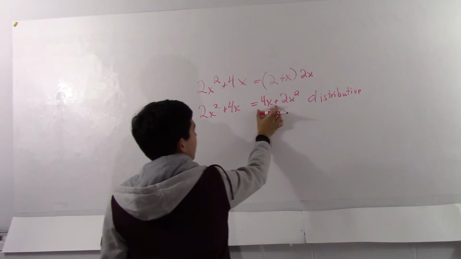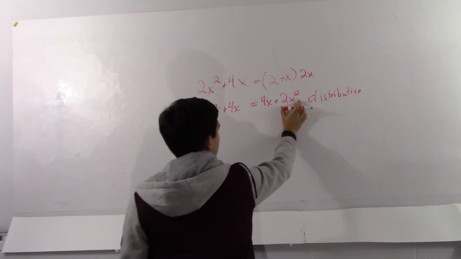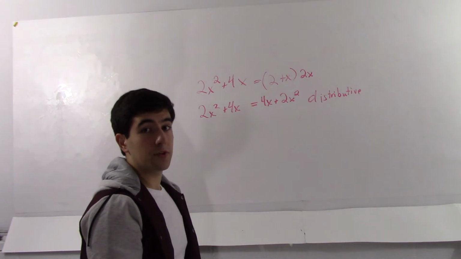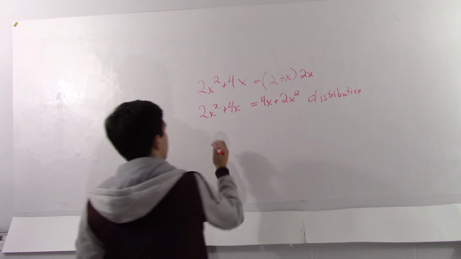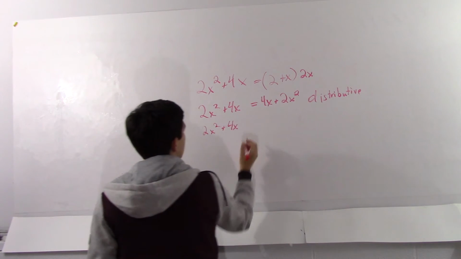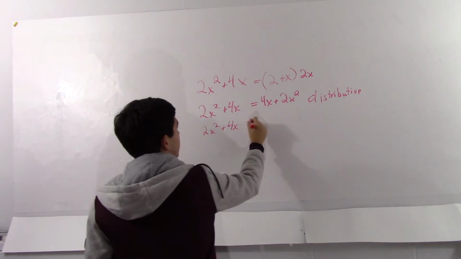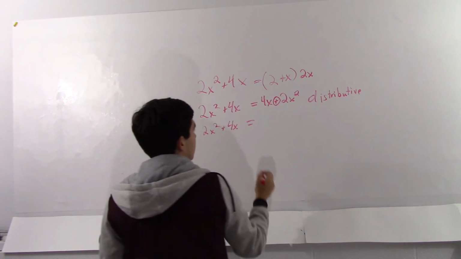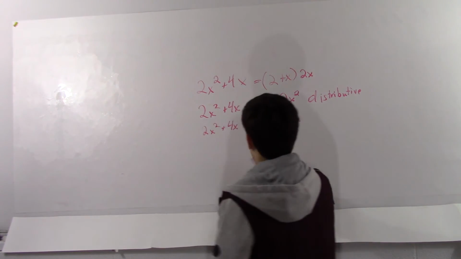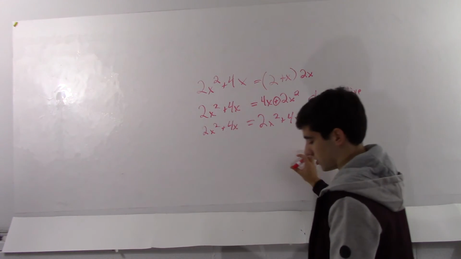These both contain the same 4x and 2x squared, but this is in the reverse order. What do we need to do when reversing an order? Commutative property. 2x squared plus 4x, and it's the commutative property of addition, because we're dealing with an addition sign. 2x squared plus 4x. And now it represents the same equation.